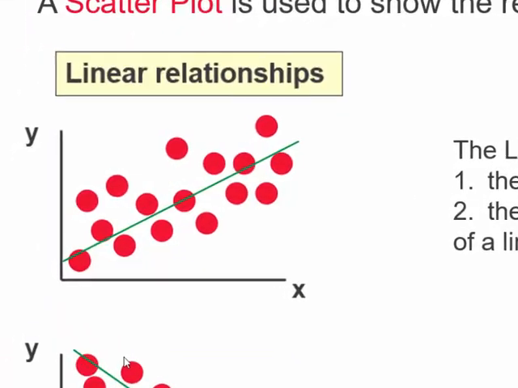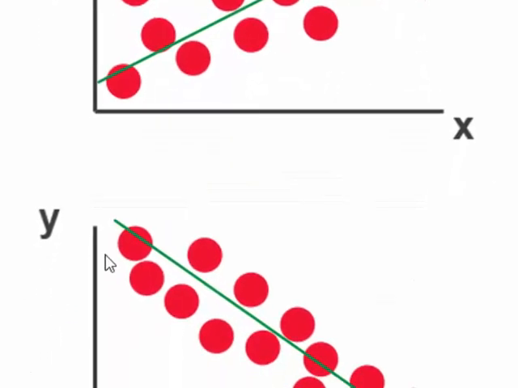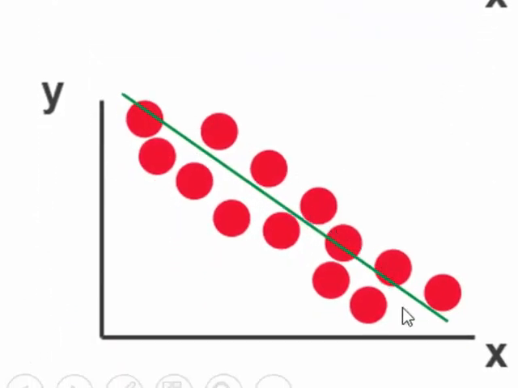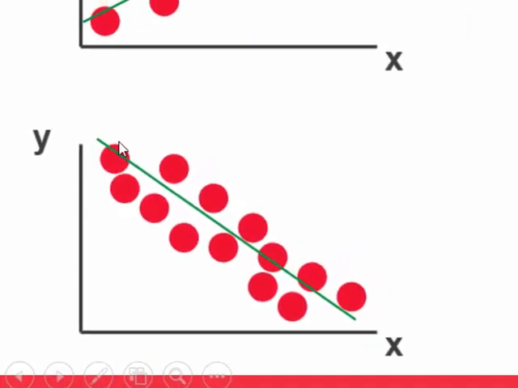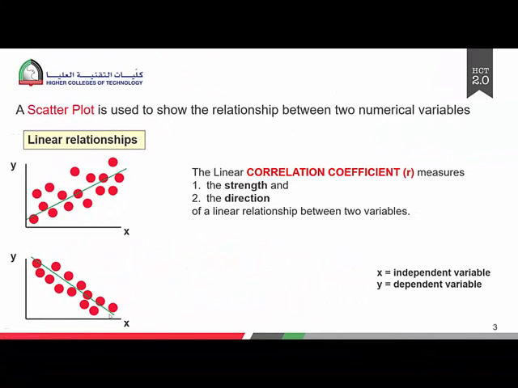In the top graph, you can see a strong positive linear relationship. And in the bottom graph, you can see a very strong negative linear relationship. The closer the data points are to the regression line, the stronger the relationship is between x and y. The correlation coefficient R measures the strength and direction of a linear relationship between x and y.